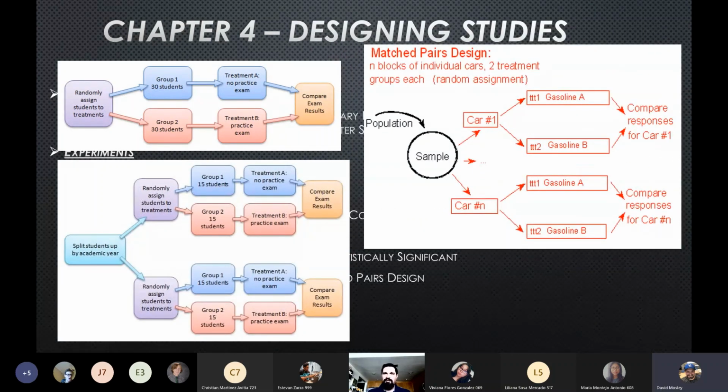Our specialized case of a block design is a matched pairs design, where we have the blocks, in this case of individual cars, which then get both treatments. We could also have pairs of individuals and then randomly assign one of two treatments to those pairs. Each pair is a block. And we compare the results of each of those. Those are special block designs. The matched pairs design results in one sample t-tests, as we saw at the end of chapter 9.